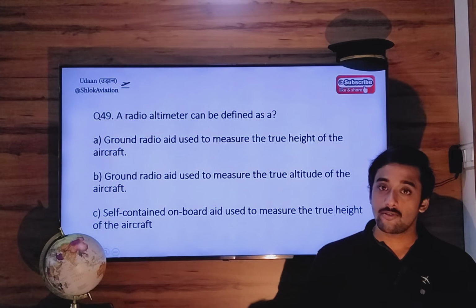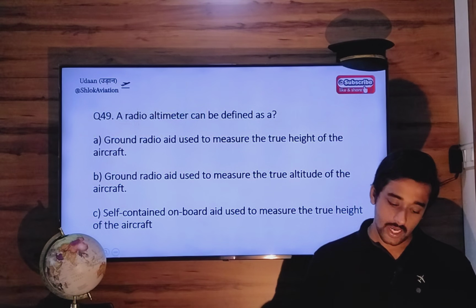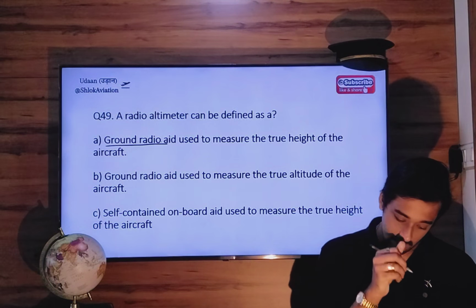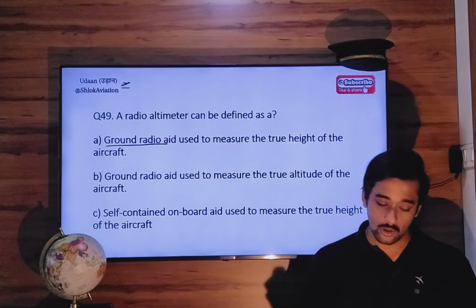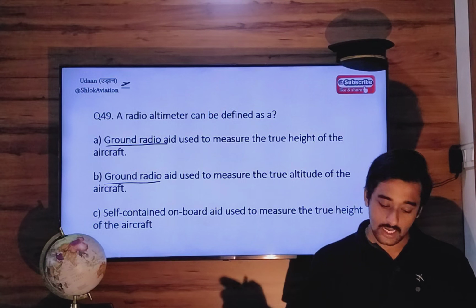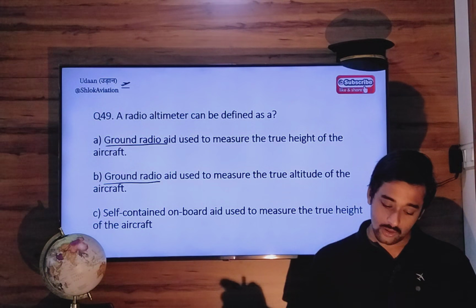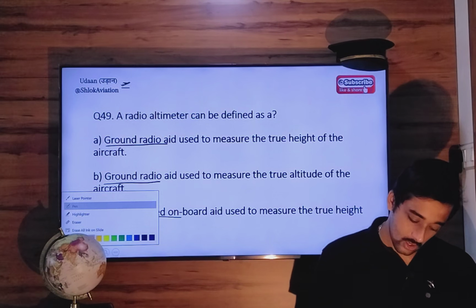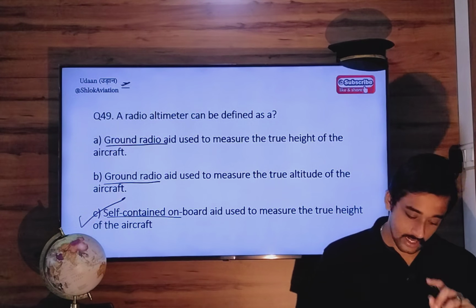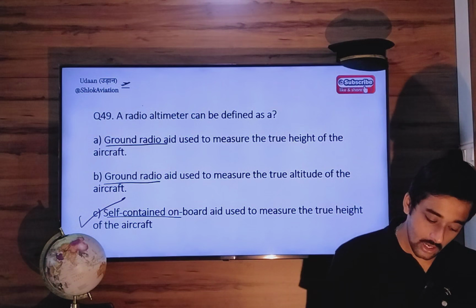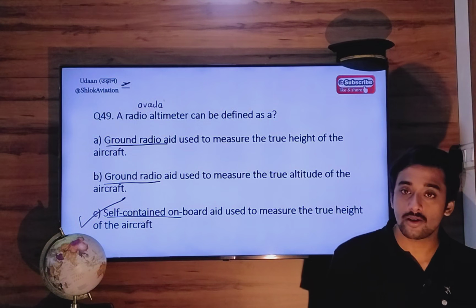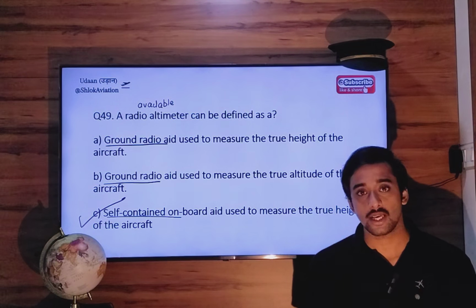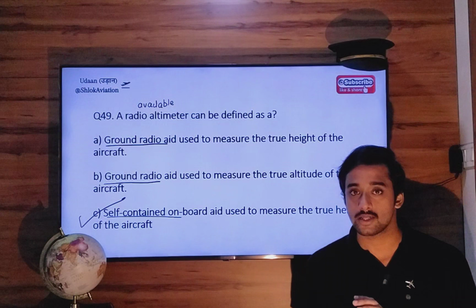Radio altimeter can be defined as a ground radio aid used to measure true height of aircraft; a ground aid used to measure true altitude of aircraft; or a self-contained on-board aid used to measure true height of aircraft. So the correct answer here is option Charlie. Your radio altimeter is available on board. So you do not require any corresponding ground equipment to be available on the ground. So it is a self-contained independent airborne instrument.